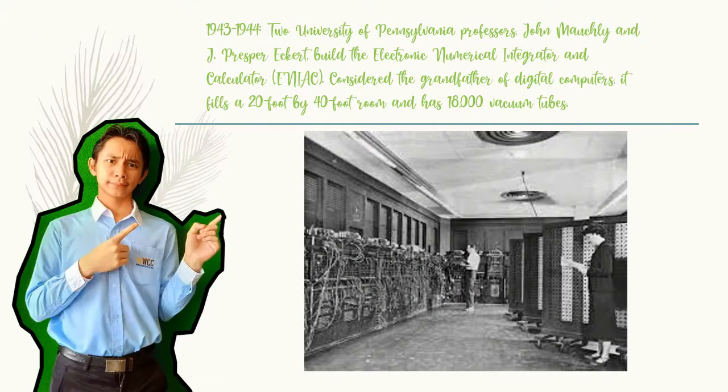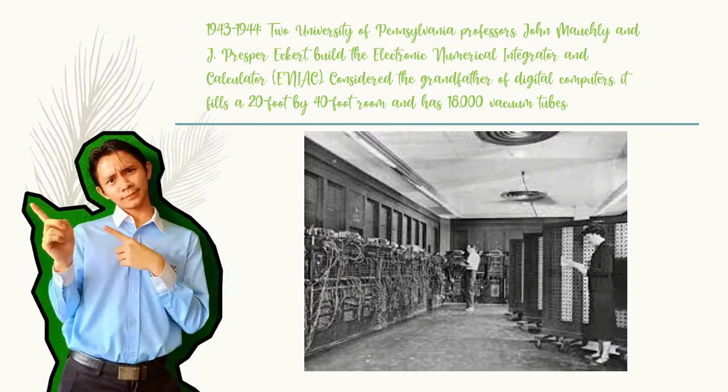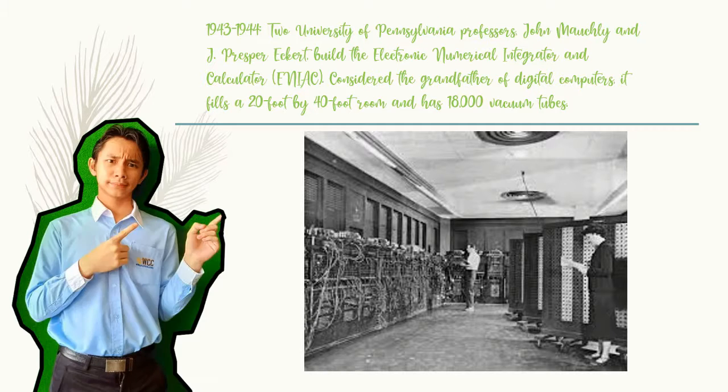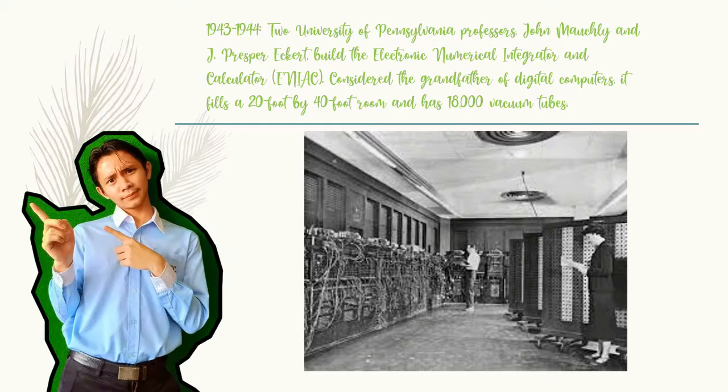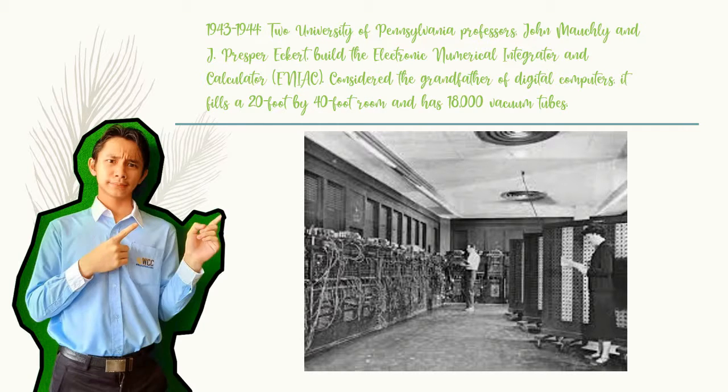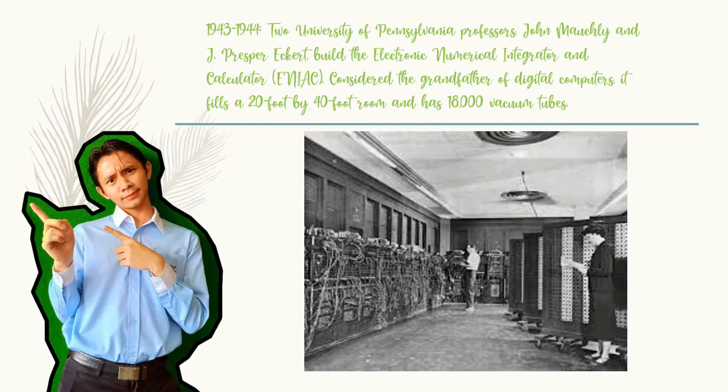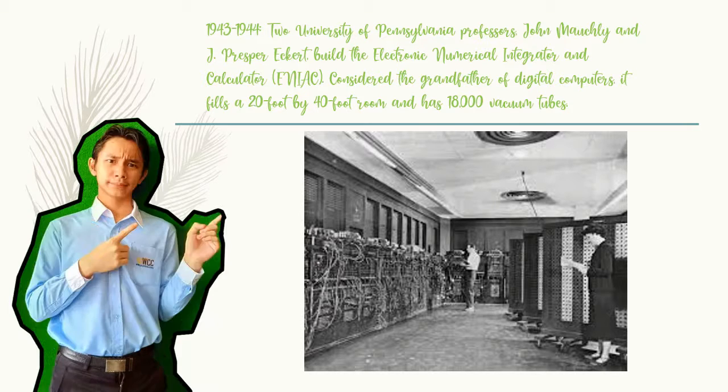In 1943 up to 1944, two University of Pennsylvania professors, John Mauchly and J. Presper Eckert, built the Electronic Numerical Integrator and Calculator, in short ENIAC. Considered the grandfather of digital computers, it filled a 20-foot by 40-foot room and had 18,000 vacuum tubes.